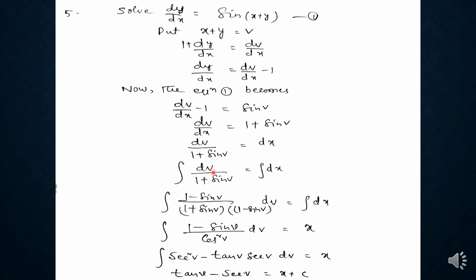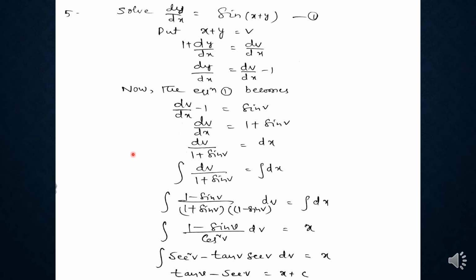Now by separating the variables here, dv by 1 plus sin v is equal to dx. Integral dv by 1 plus sin v is equal to integral dx. Now to integrate this function, integral 1 by 1 plus sin v dv, multiply and divide with 1 minus sin v, then this becomes 1 minus sin v by 1 plus sin v into 1 minus sin v dv, that is equal to integral dx.